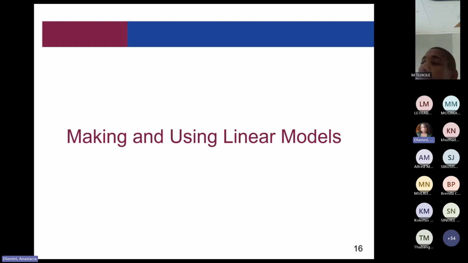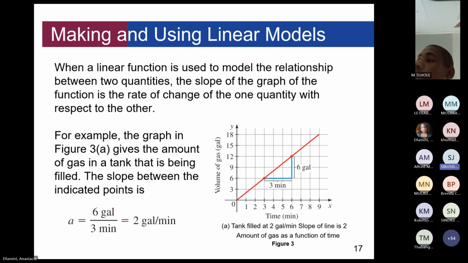So now, making and using linear models. Here's an example. They give you a linear model. When a linear function is used to model the relationship between two quantities, the slope of the graph of the function is the rate of change of one quantity with respect to the other. So for example, the graph in figure 3A, which is this one here, gives the amount of gas in the tank that is being filled. So the slope between the indicated points is this one here.